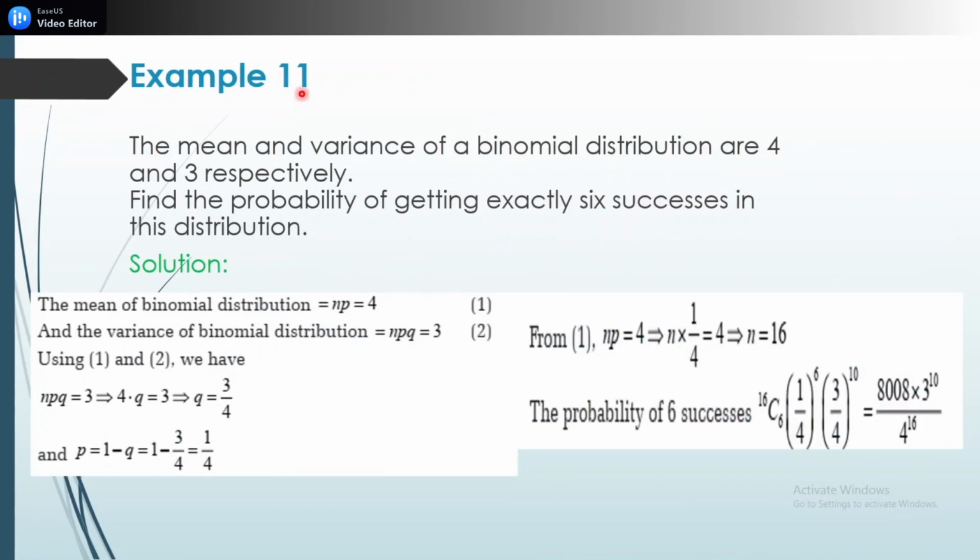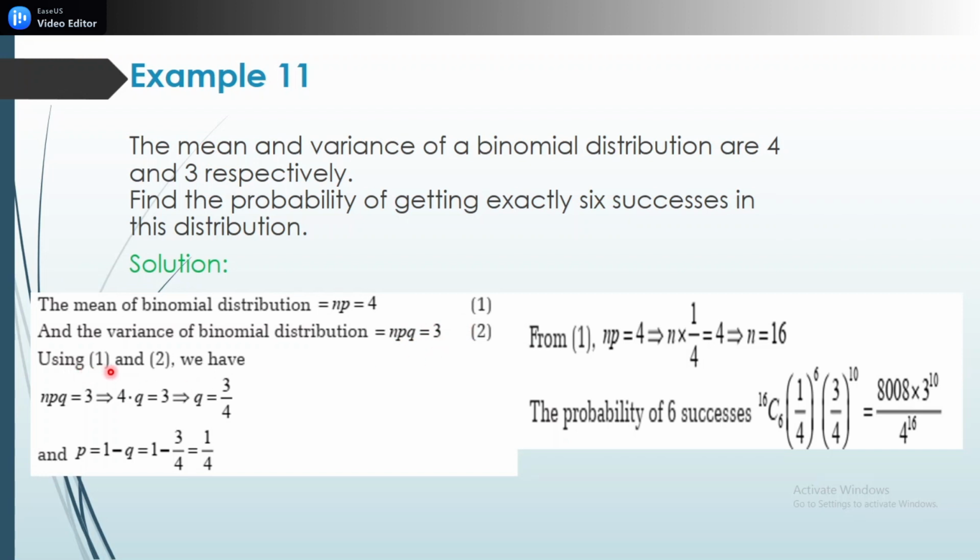Example number 11. The mean and variance of a binomial distribution are 4 and 3 respectively. Mean is equal to 4, variance is equal to 3. Find the probability of getting exactly 6 successes in this distribution. We know two relations. Mean is equal to n times p, equal to 4. Variance is equal to n times p times q, equal to 3. When we take these two relations, we can find the probability of success and the probability of failure.